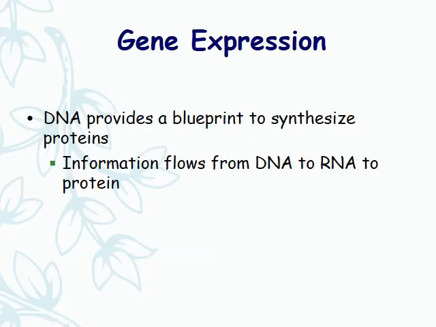Let's look at gene expression. A gene is expressed whenever the particular type of protein that is coded for is produced. DNA provides a blueprint to synthesize these proteins. The information flows from DNA to RNA and then RNA to the production of the protein.